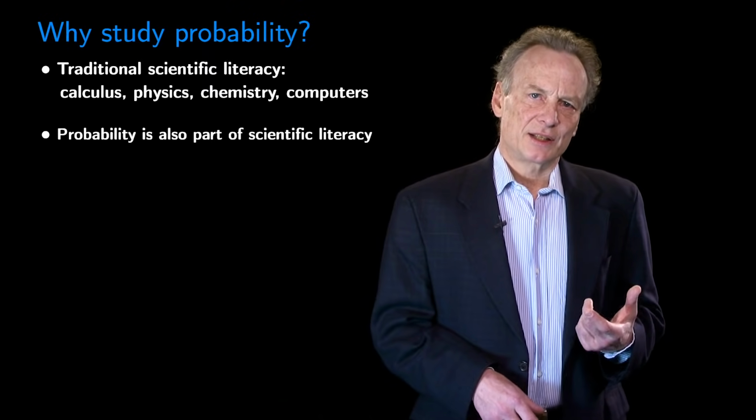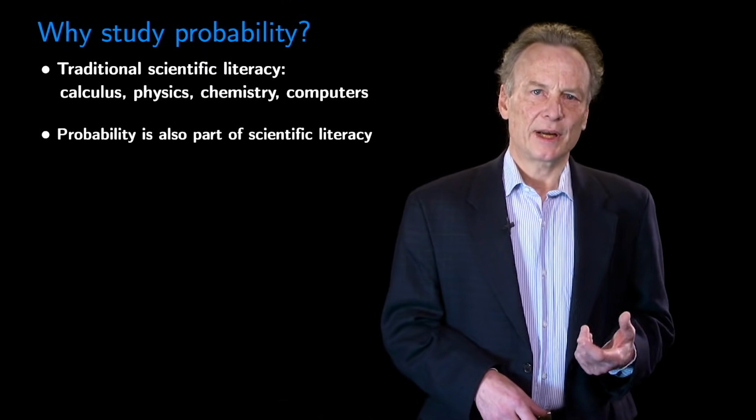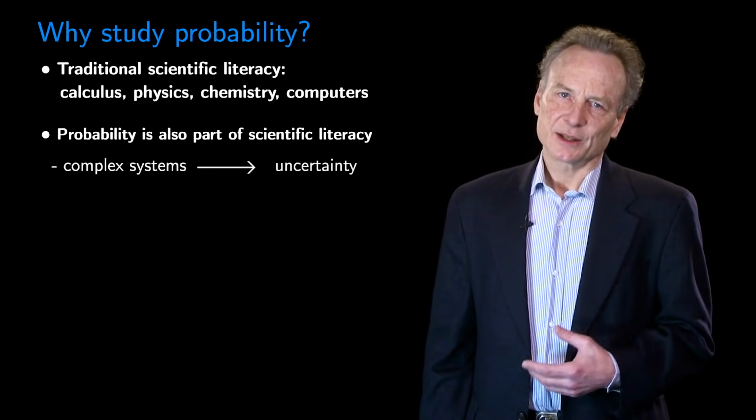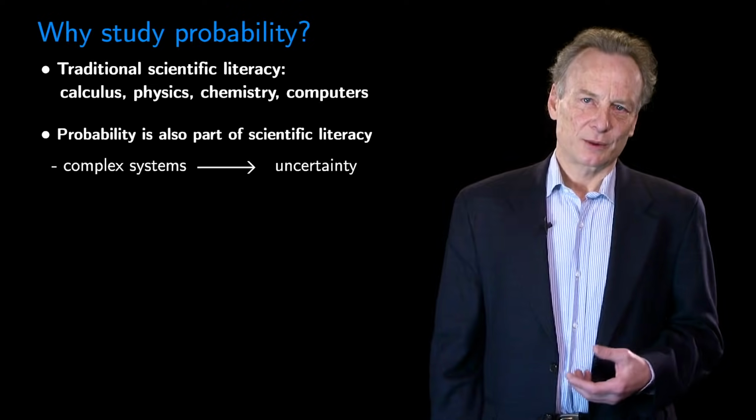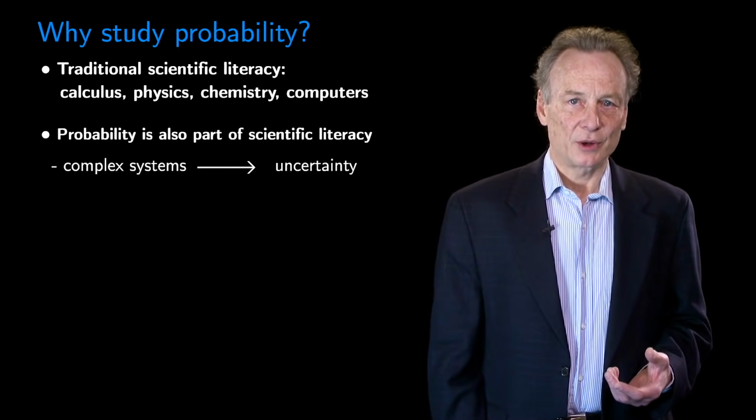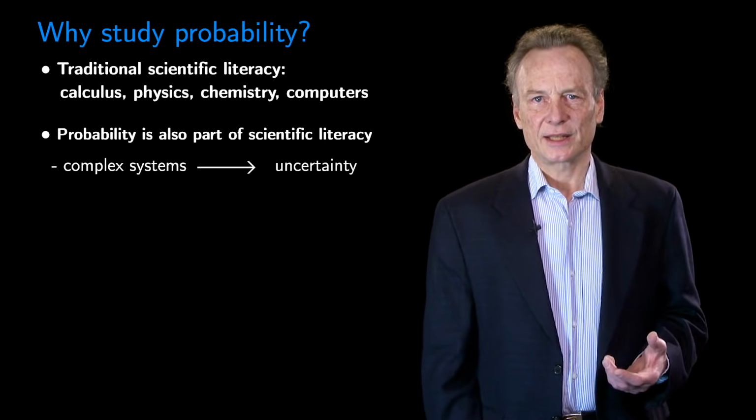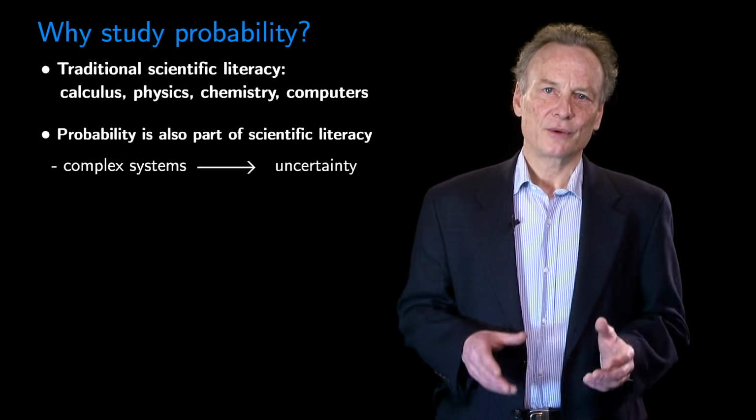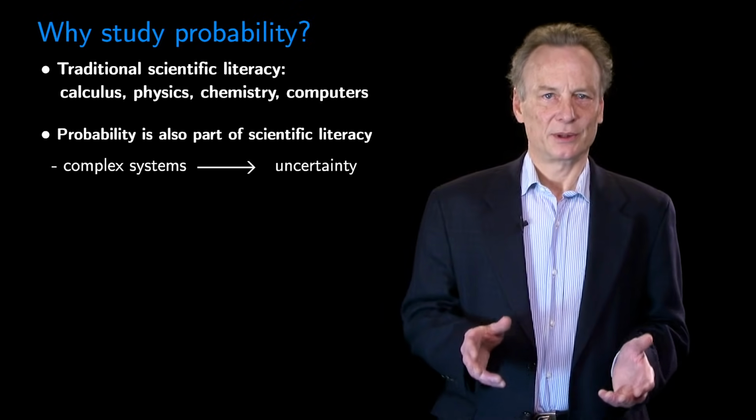As science and engineering move forward, we end up dealing with more and more complex systems. And in a complex system, we cannot expect to have a perfect model of each component or to know the exact state of every piece of the system. So uncertainty is now at the foreground and needs to be modeled.